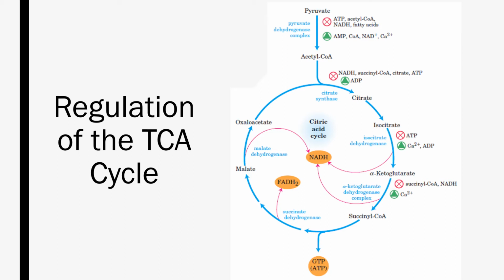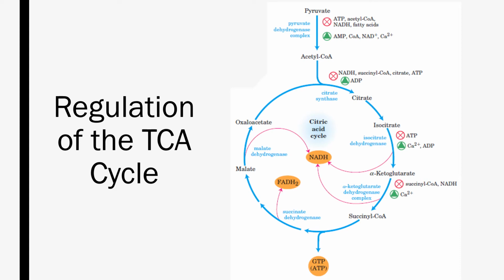The following true regulatory steps occur in 3 highly exergonic reactions of this cycle. They are those steps catalyzed by citrate synthase, isocitrate dehydrogenase, and alpha-ketoglutarate dehydrogenase. Citrate synthase is inhibited by increased NADH, succinyl-CoA, and ATP, while high concentrations of ADP will activate the reaction.